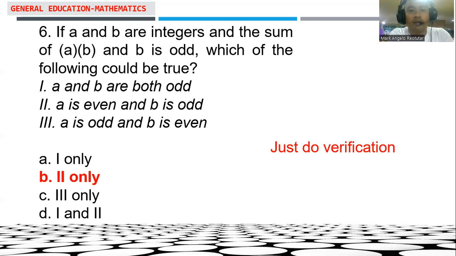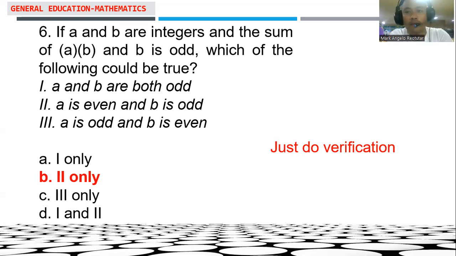Okay? Sabi dito, the sum of the product of A and B and the B should be odd. We know odd numbers are numbers having factors not multiple of 2. Okay? So an example of an odd number is 1, 3, 5, 7, 9, and so on. So these are odd numbers. So kailan kaya tayo magkakaroon ng isang odd number? Pwede ba kapag both of your A and B are odd?